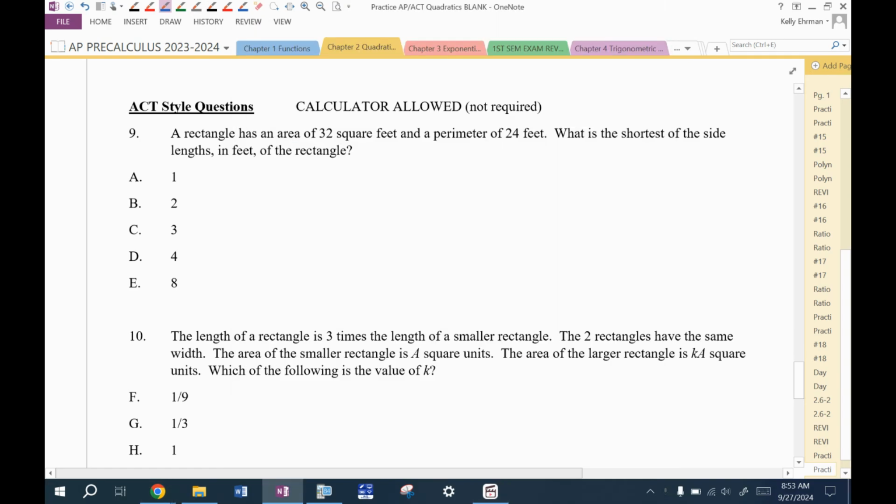All right, so for the ACT style questions, just a reminder, you're allowed to use a calculator on the entire ACT, but a lot of the questions don't require it. So, okay, a rectangle has an area of 32 square feet and a perimeter of 24. What's the shortest side of lengths in feet?